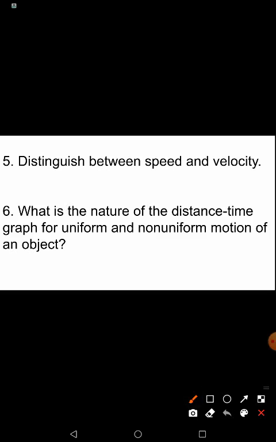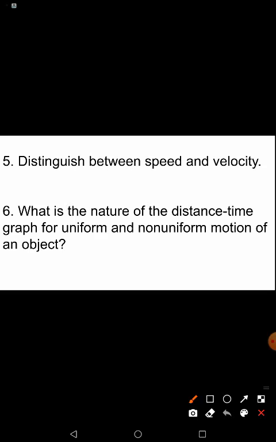I have already told you, when you are talking about a distance time graph, always you have to take distance on the y-axis and time on the x-axis. When the object is having uniform motion, the distance time graph will show a straight line, right?